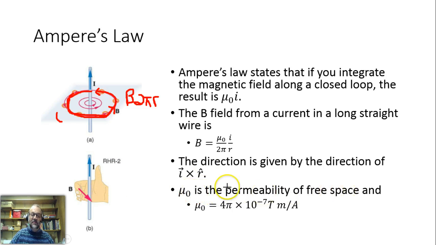So mu naught in all of this is the permeability of free space. Essentially a measure of how well a magnetic field penetrates free space.